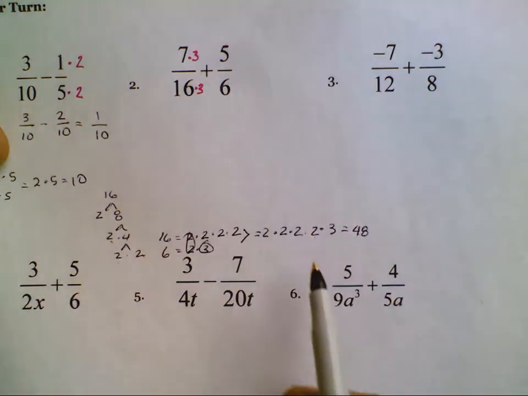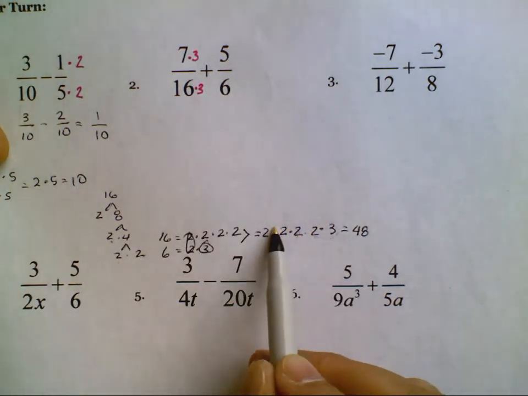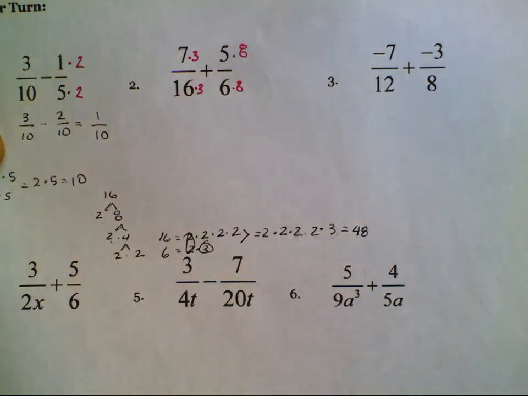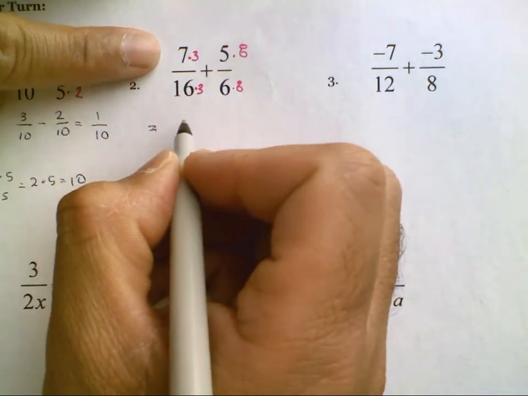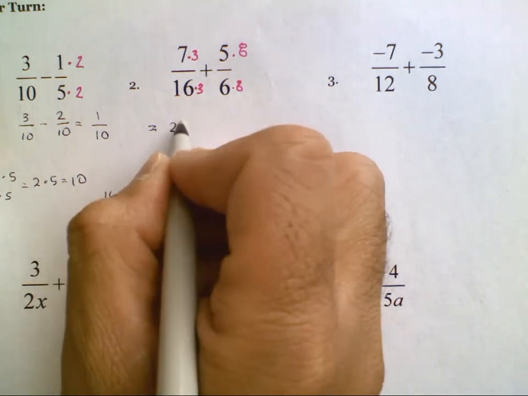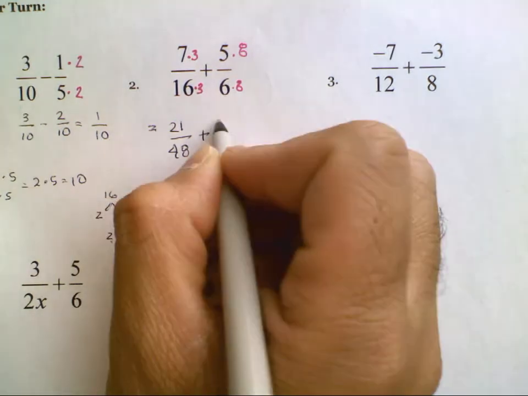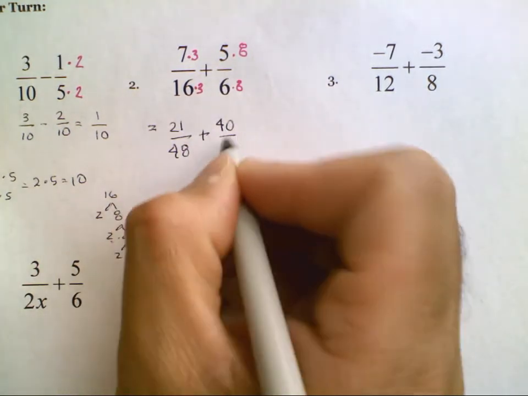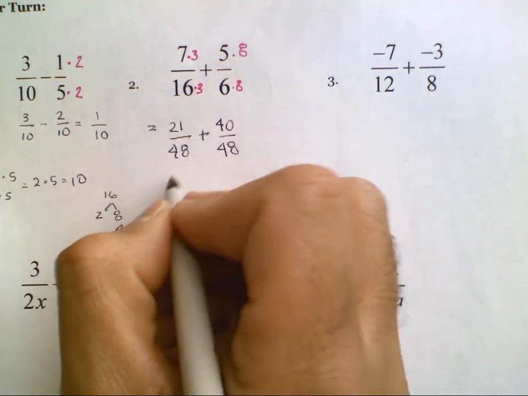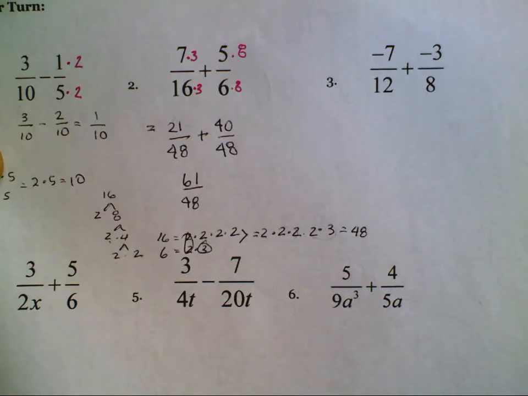Which number multiplied by 6 will give you 48? Okay, 2 times 3 is 6. What do you have left? 8. So in this case, 6 times 8, 5 times 8. So what I have, 7 times 3 in this case is 21 over 48 plus 5 times 8 is 40 over 48. Then you add the numerators. 21 plus 40 is 61 over 48, and that is your solution.